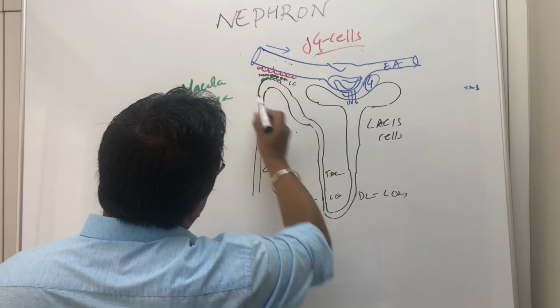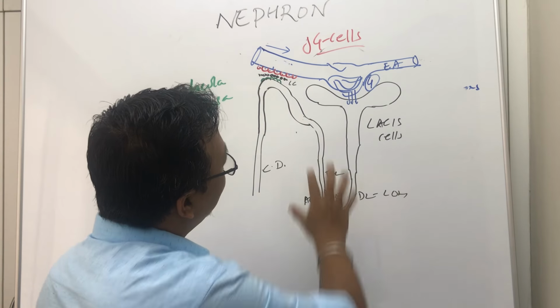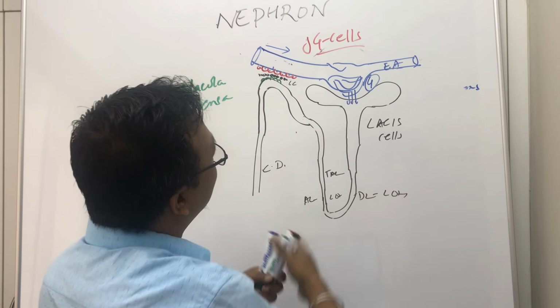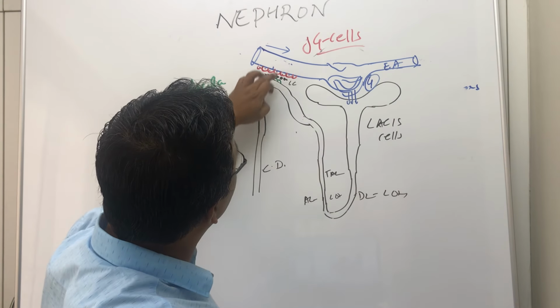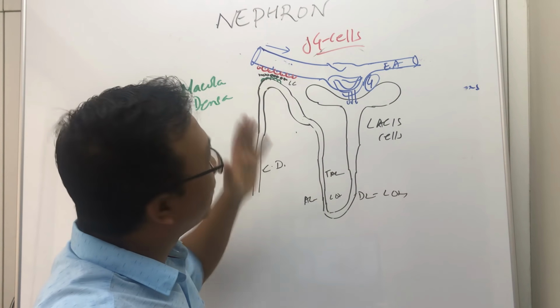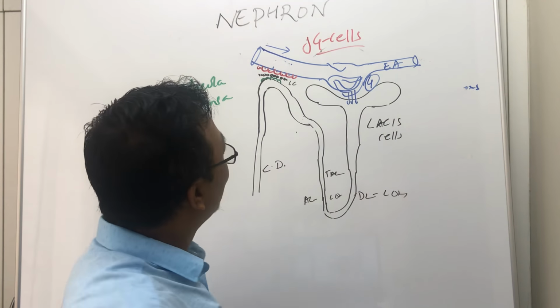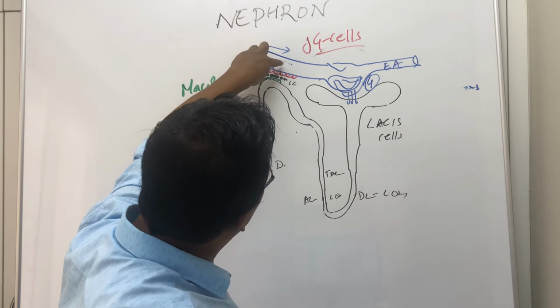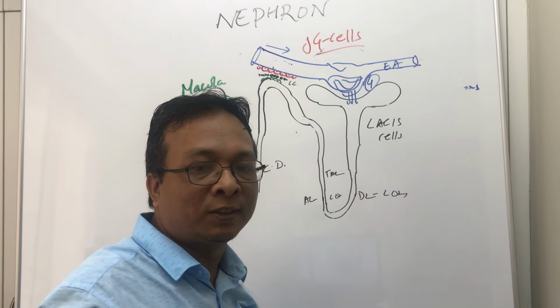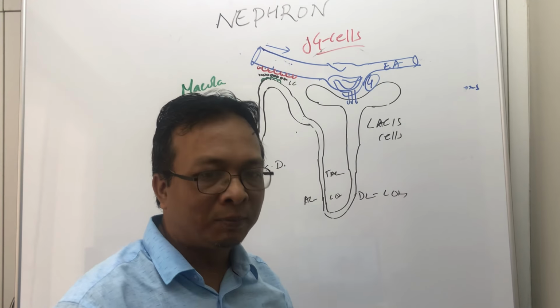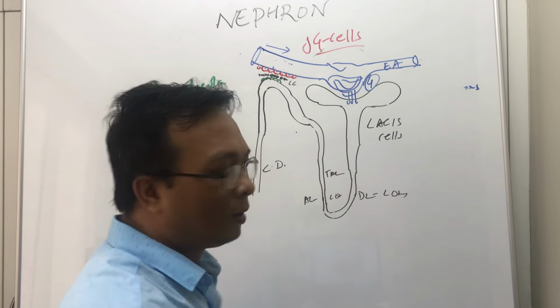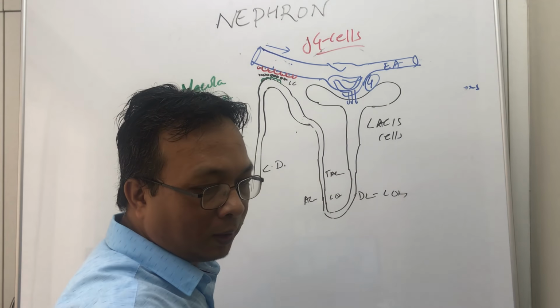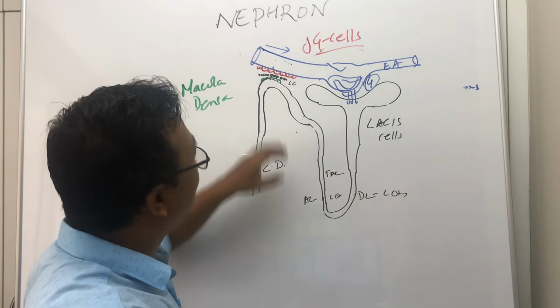So you can see it's a complex. Every time something is happening here, the distal tubule is constantly communicating with the arteriole. Together, this whole apparatus is called the JG apparatus, Juxta-Glomerular Apparatus. It often comes as a short note where you have to draw this diagram. So together it is called a Juxta-Glomerular Apparatus.